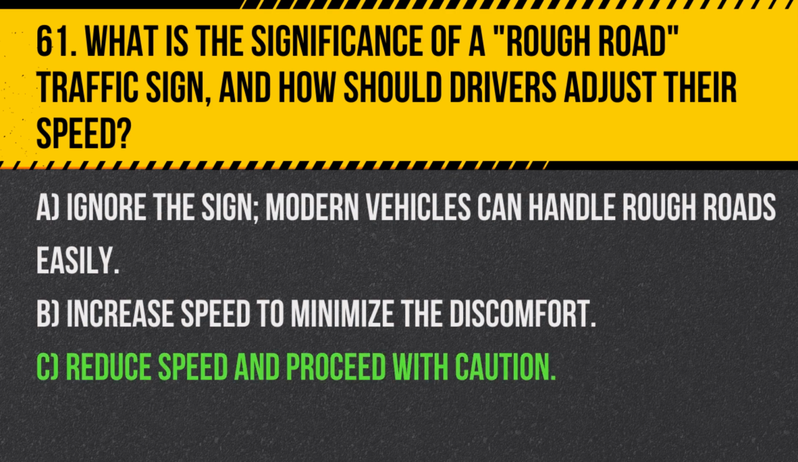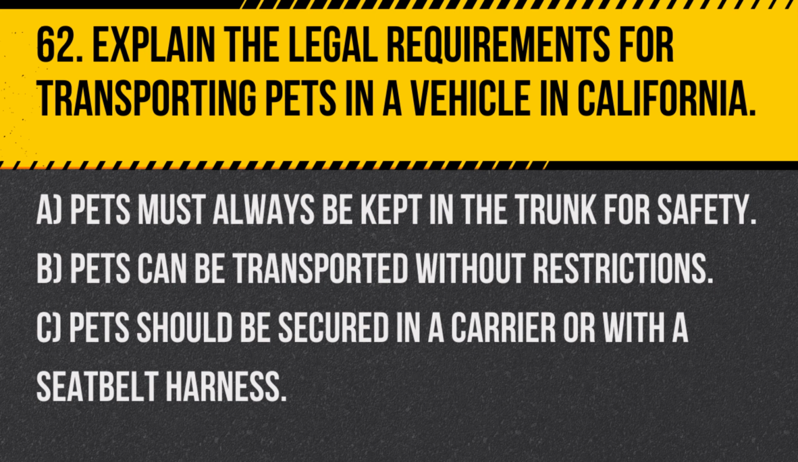Answer. C. Reduce speed and proceed with caution. This sign indicates potentially challenging road conditions ahead, necessitating a slower, more cautious approach for safety. Question 62. Explain the legal requirements for transporting pets in a vehicle in California.